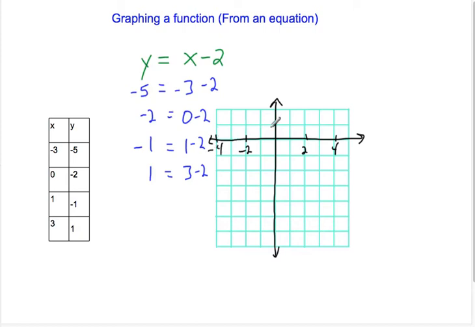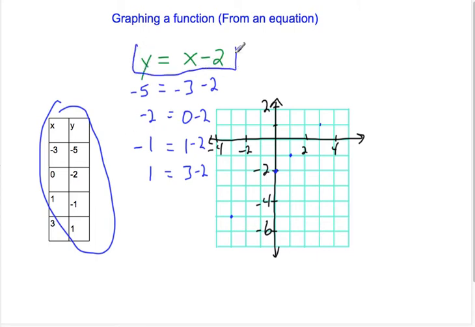-2, -4. 2 is up here, -2, -4, -6. And I'll use blue to graph. So I have -3, -5, which goes about here. 0, -2, about here. 1, -1, and 3, 1. Now in this case, the chart I have here, I made up myself. What I'm actually graphing is y equals x minus 2.